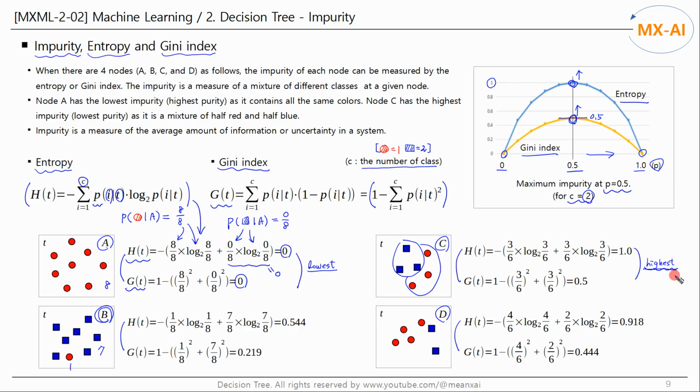Impurity is a measure of the average amount of information or uncertainty in a system. In information theory, higher impurity means more uncertainty and more information, while lower impurity means less uncertainty and less information. In this case, node C has the highest amount of information and the highest degree of uncertainty.